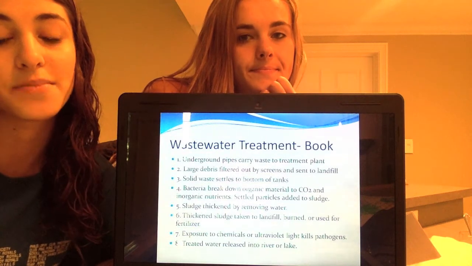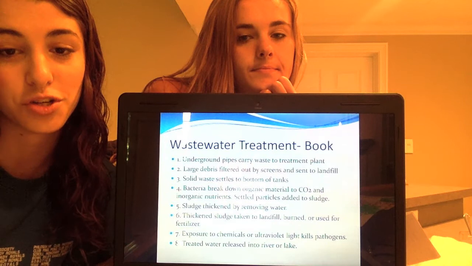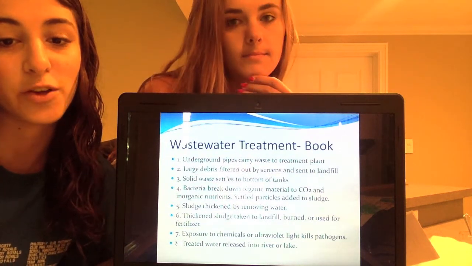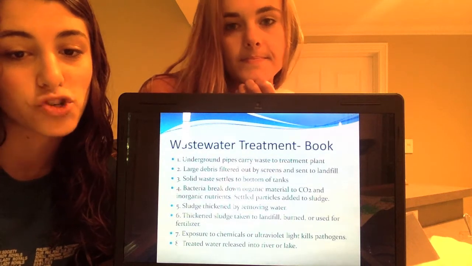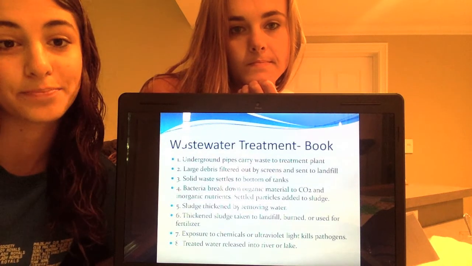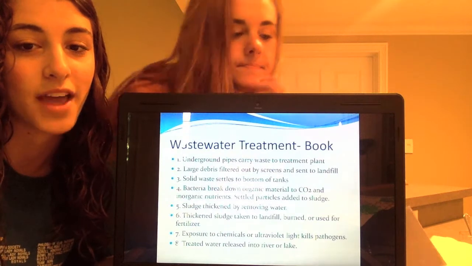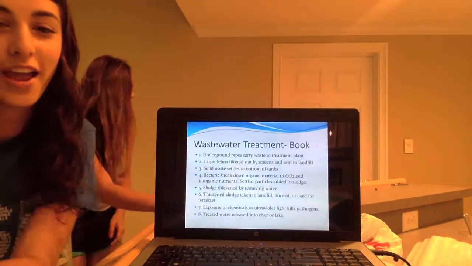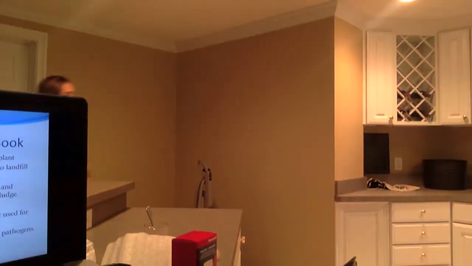Those are the three things that can happen to the waste. Then the seventh step, exposure to chemicals or ultraviolet light kills pathogens. And eighth, treated water is released into a river or lake. So now we have a demonstration of the water treatment cycle, and we're going to do that.